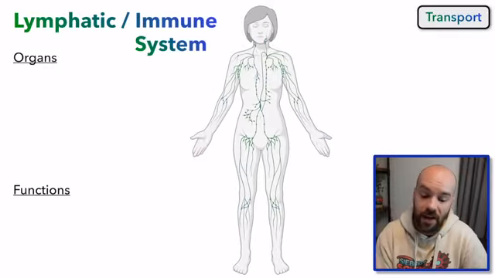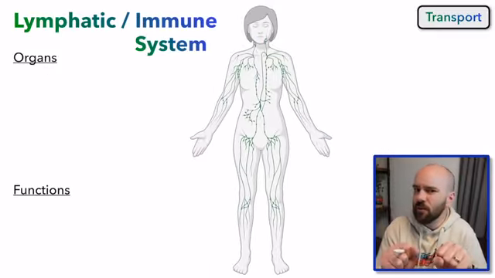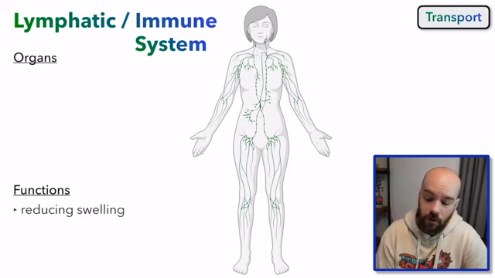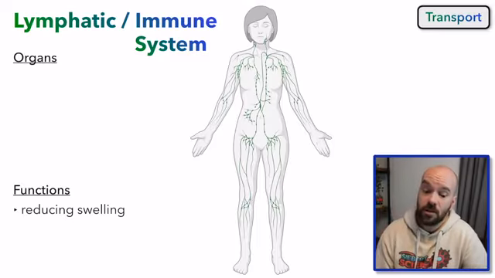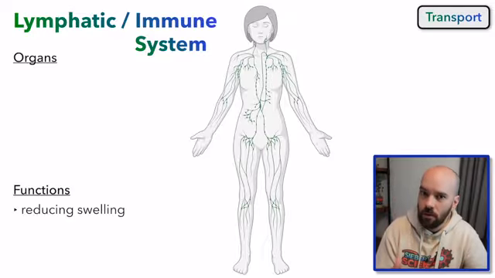Up next, we have the lymphatic and immune systems. It's kind of two different systems, but they're intertwined so much that we often group them together. And so the functions of the lymphatic system, there's going to be three. One is to reduce swelling. Without the lymphatic system, we'd have a lot of swelling in our tissues because we'd have a buildup of water in those tissues.